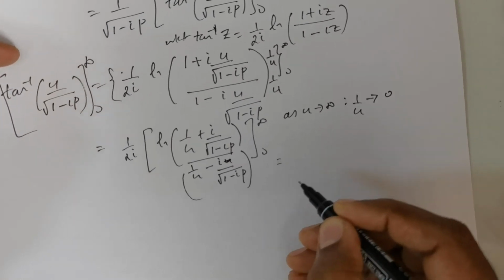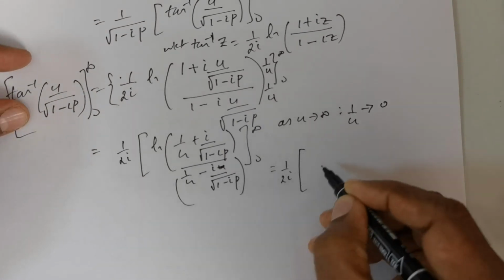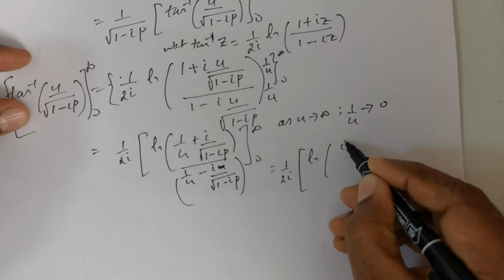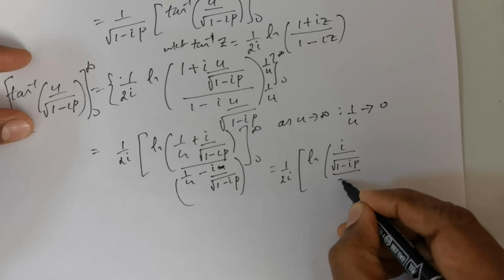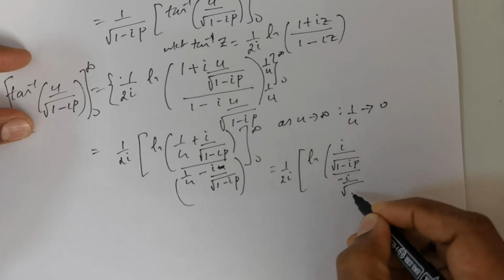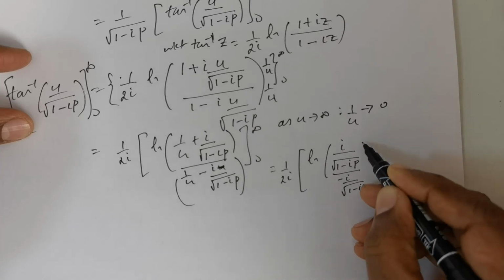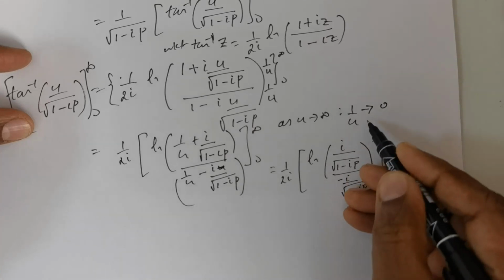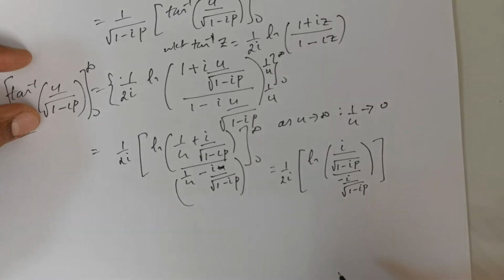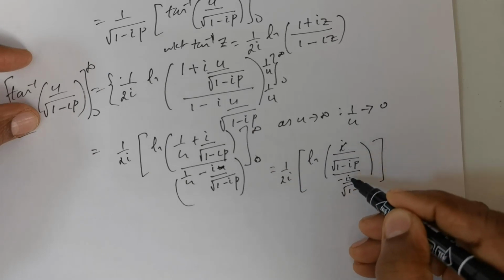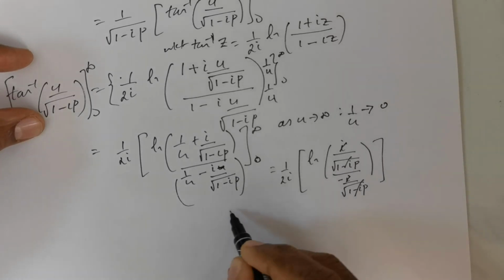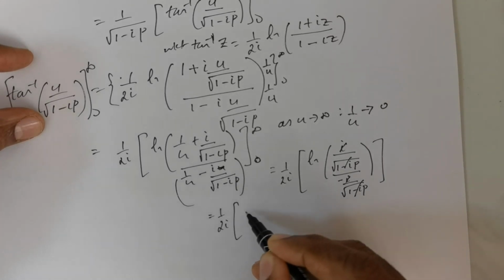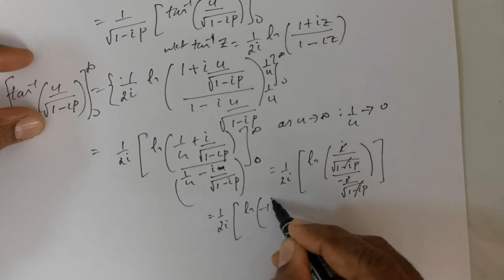So we are left with 1 over 2i ln of i over root of 1 negative i times p divided by negative i over root of 1 negative i times p. Of course I have taken the limits as u tending to infinity, but the lower limit has not yet been applied. Now clearly I can cancel the i root of 1 negative i times p with root of 1 negative i times p. So this is going to give me 1 over 2i ln of, I get a negative 1 here.